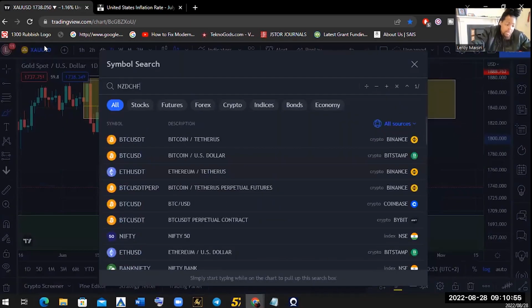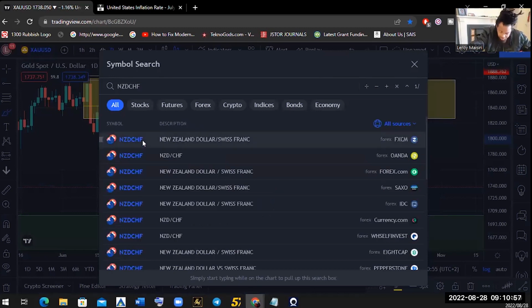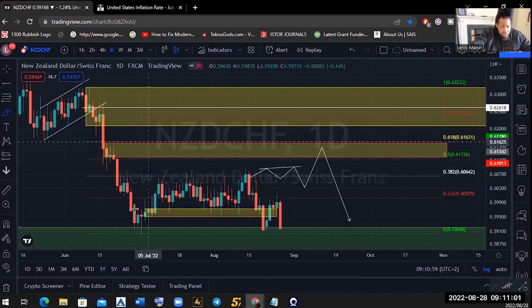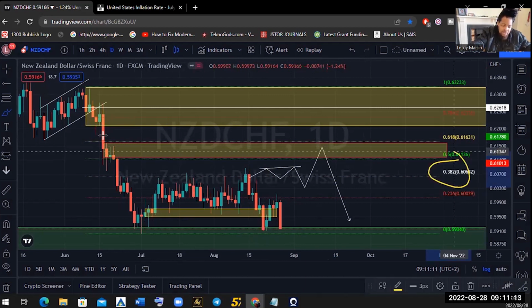NZD Swiss franc. Next chart. Remember, we drew this area here of inducement. I did tell you guys what's going to happen, and we wanted that bigger area of inducement up here, and markets to trigger there. Markets never got to hit our pending orders. Markets stayed at this PCP level, right? Look at this, right? This is very important.